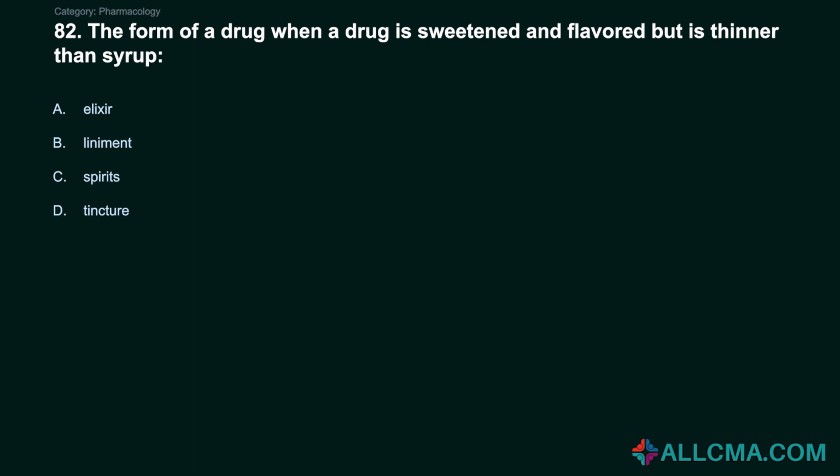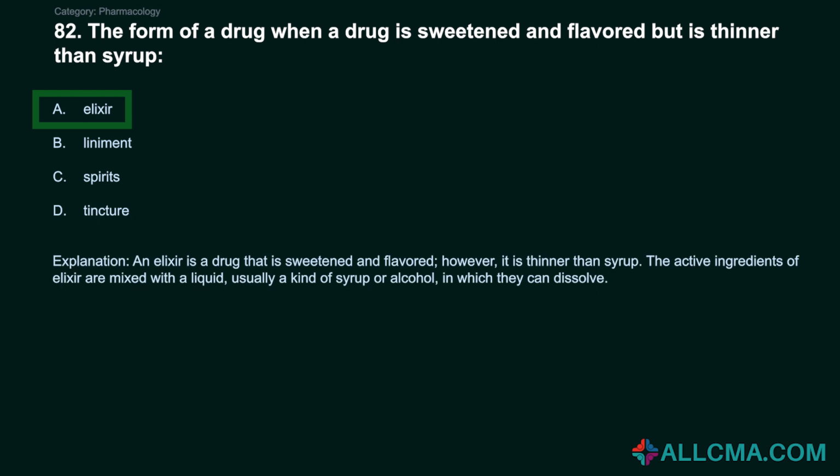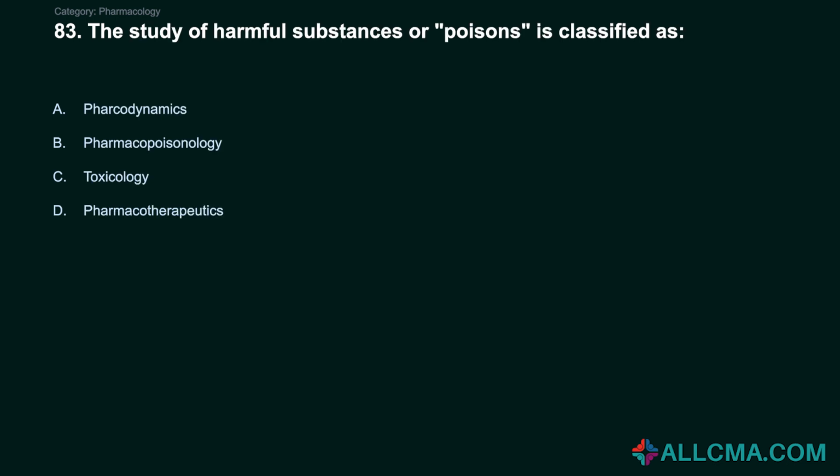82. The form of a drug when a drug is sweetened and flavored but is thinner than syrup. A. Elixir. B. Liniment. C. Spirits. D. Tincture. Correct answer, A. Elixir. An elixir is a drug that is sweetened and flavored, however, it is thinner than syrup. The active ingredients of elixir are mixed with a liquid, usually a kind of syrup or alcohol, in which they can dissolve.